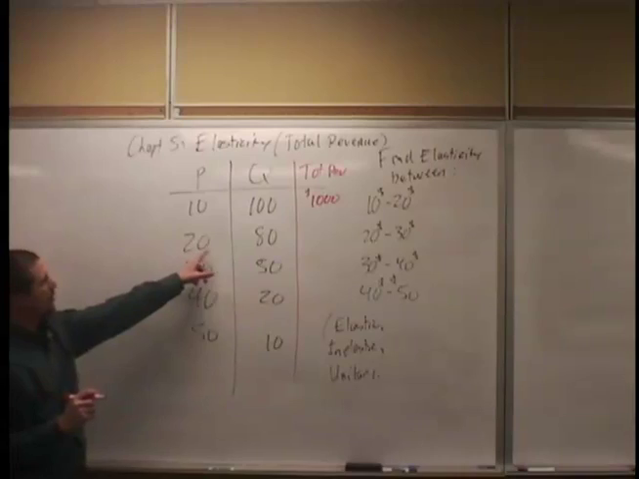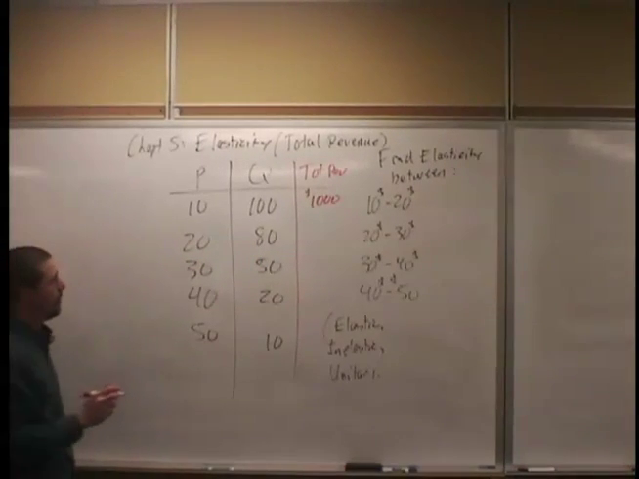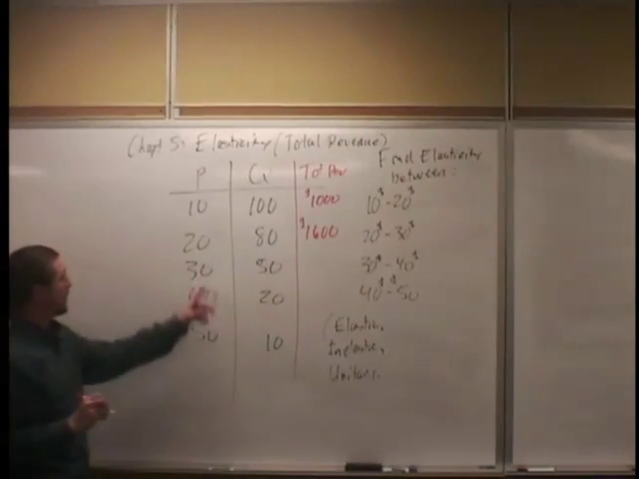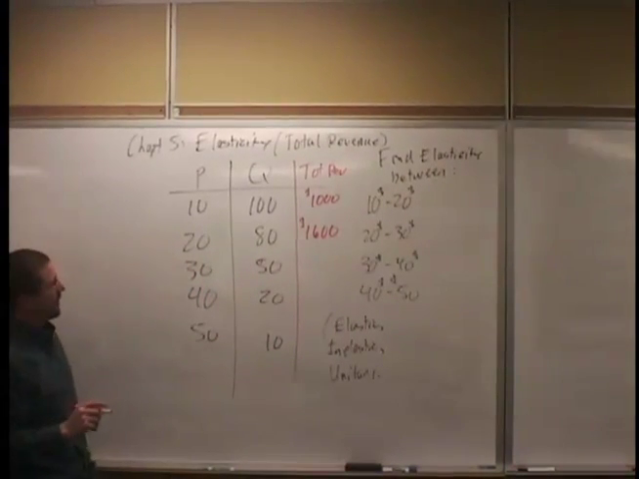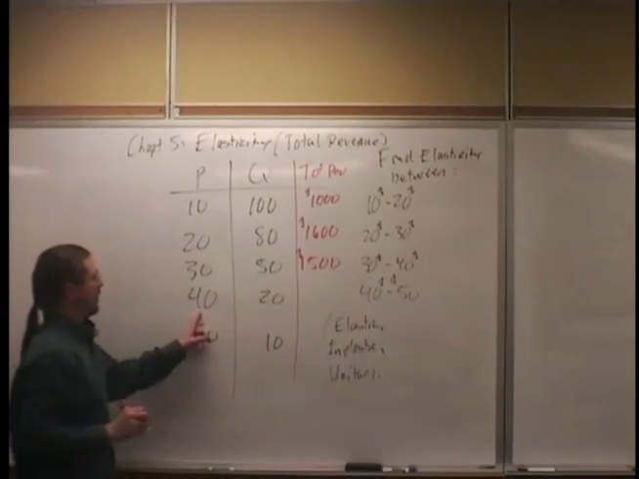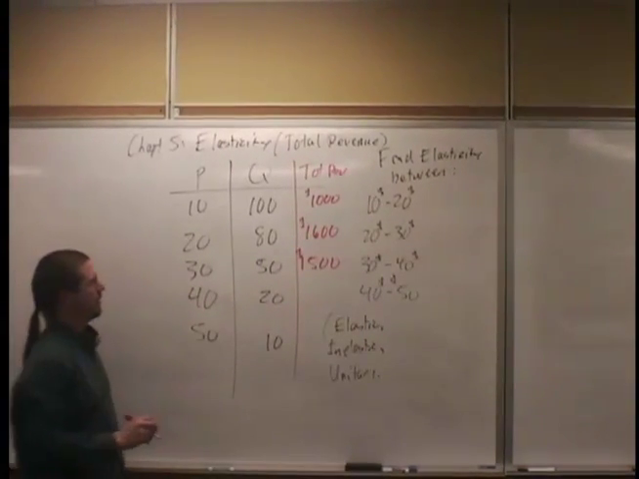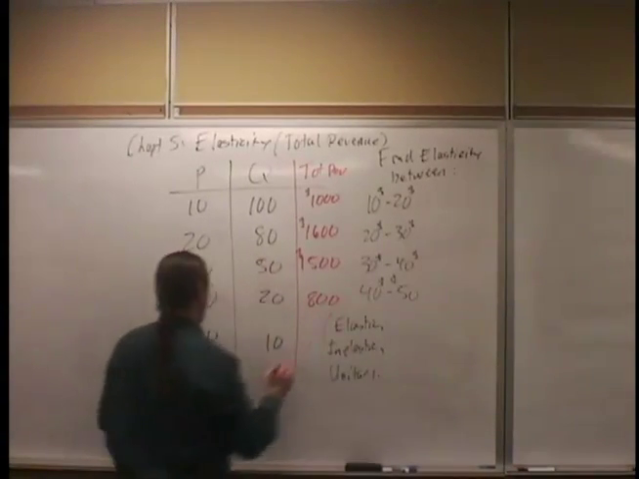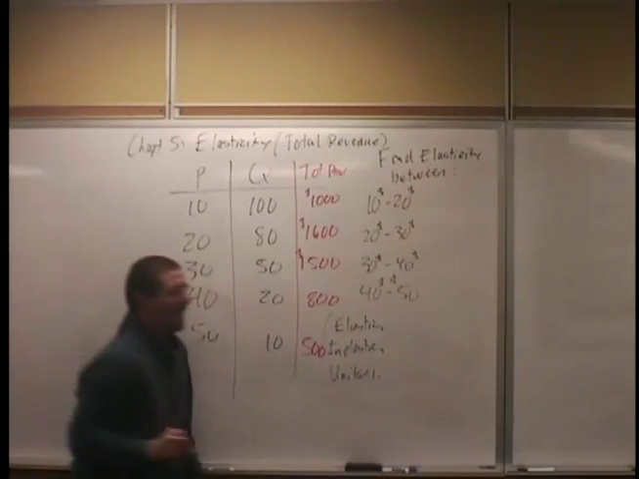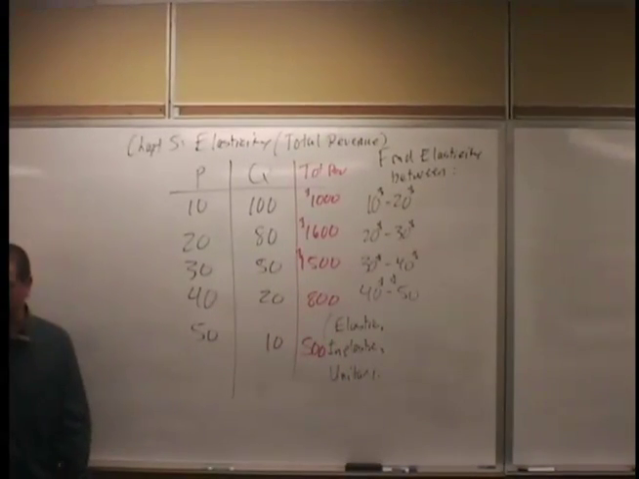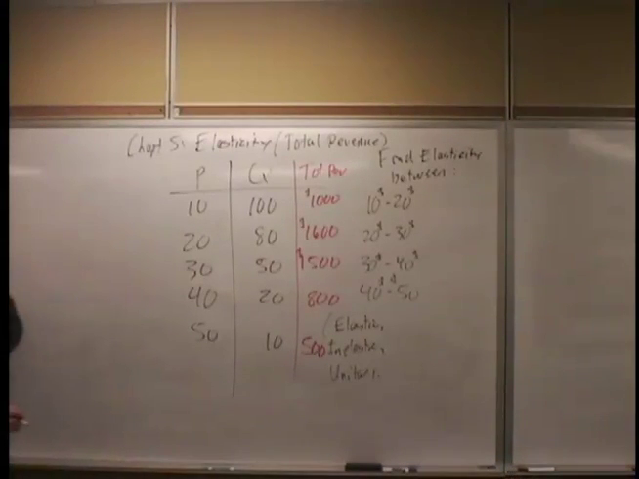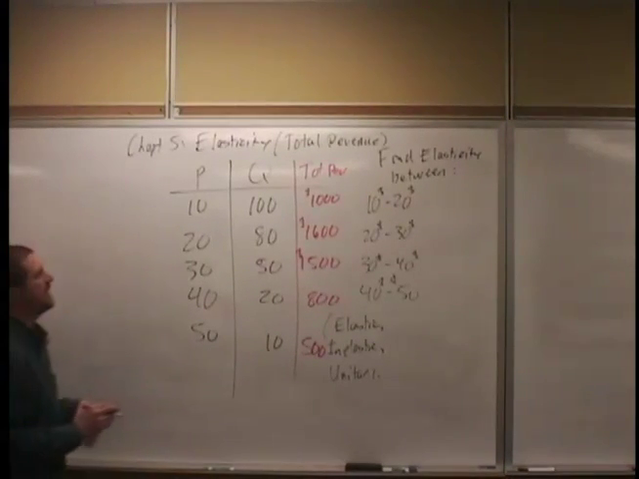If you set the price to 20 and sold 80 of them, you sold $1,600 worth of goods. If you set the price to 30 and sold 50, 1,500. 40 and 20, 800. Okay. So that's as deep as the math I really want you to be able to do. Multiply two numbers. Okay?